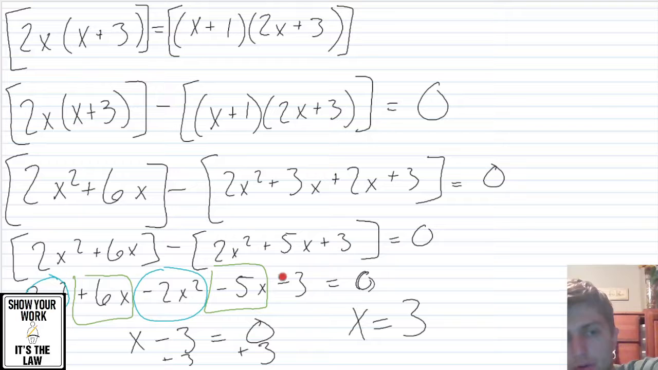All right, and if we were to plug 3 back into the top, 3 plus 3 is 6. 2 times 3 is 6. 6 times 6 is 36. 3 plus 1 is 4. 3 times 2 is 6. Plus 3 is 9. 4 times 9 is 36. 36 equals 36. So there we go.